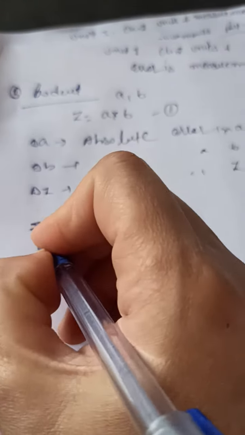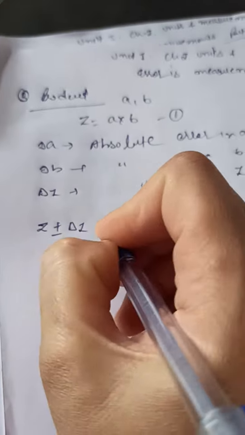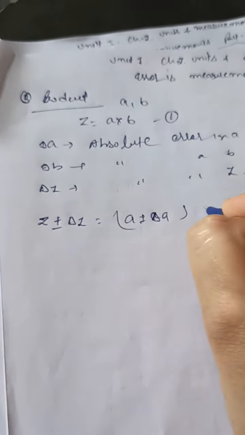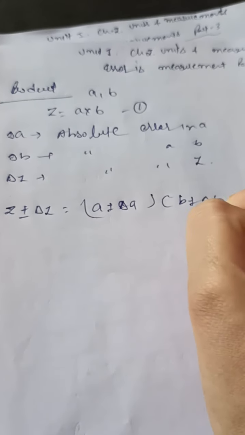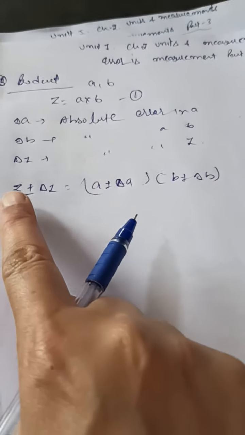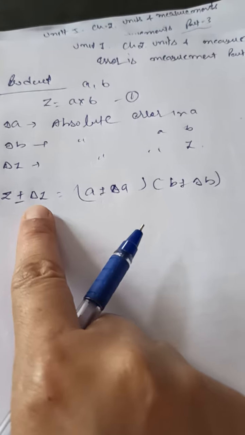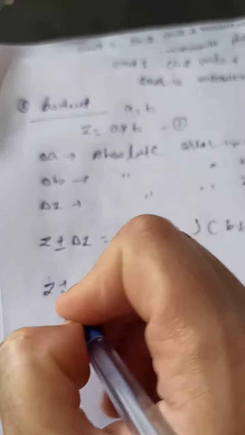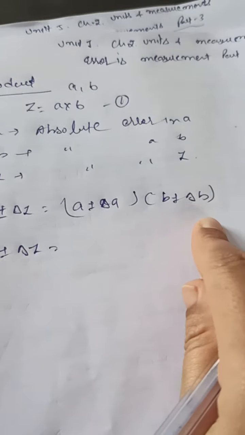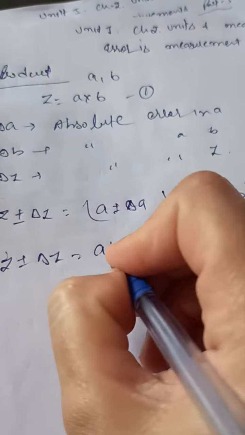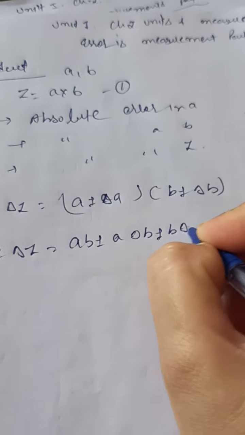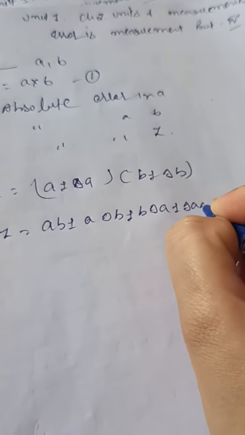Now all of you know that we can write Z plus minus delta Z, A plus minus delta A into B plus minus delta B. In this way we can write the values, the true value plus minus the absolute error that appears in the measurement. Z plus minus delta Z, now multiply this bracket, you will get AB plus minus A delta B plus minus B delta A plus minus delta A delta B.